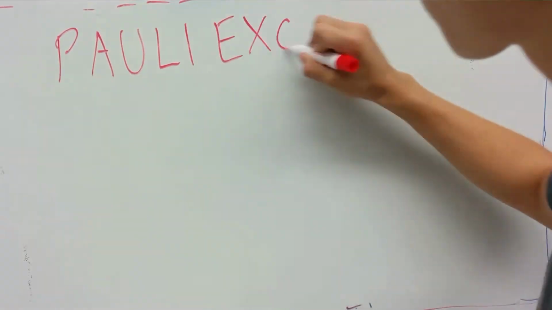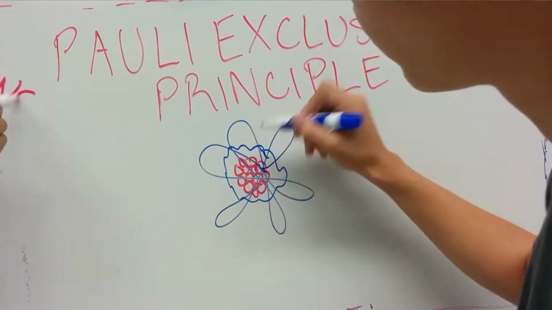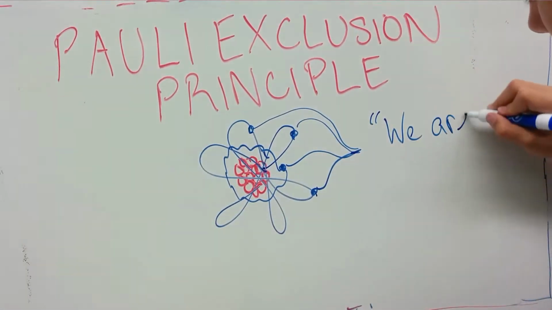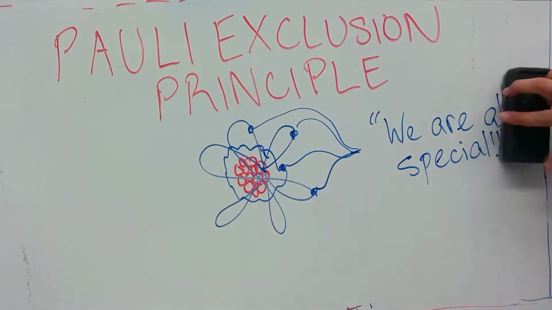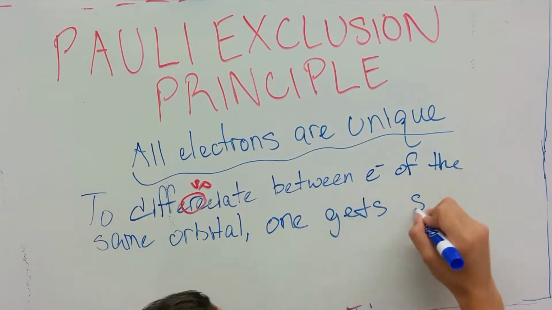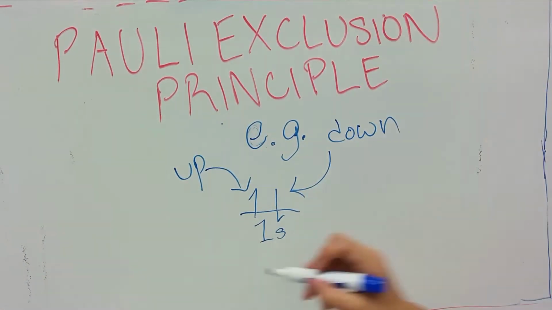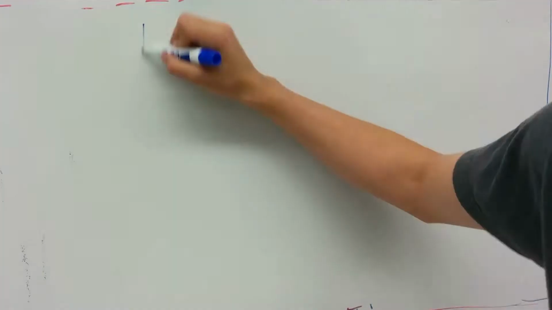The third rule is the Pauli exclusion principle, which states that no 2 electrons in an atom can have the same 4 quantum numbers. This is a fancy way of saying that all electrons are unique. The key point of this principle is that the 2 electrons in the same orbital can be identified by their spin. One has spin up and one has spin down.